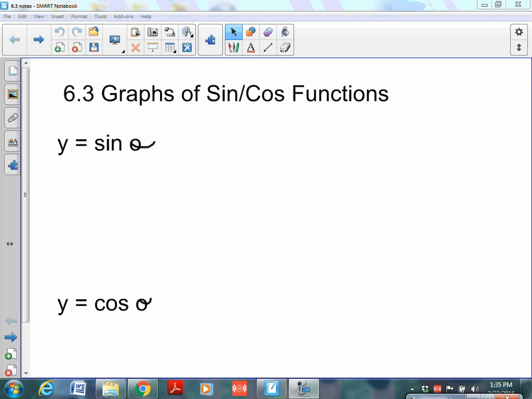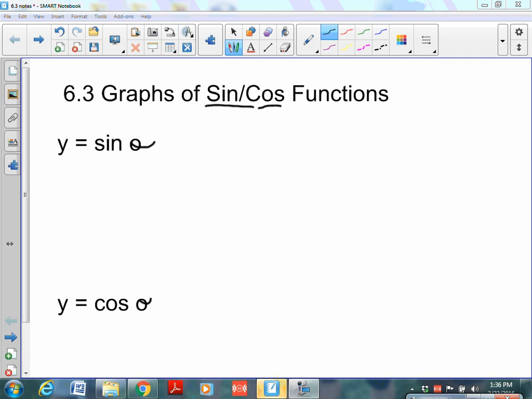6.3, sine and cosine of graphs. Or sine and cosine graphs. You had this in Algebra 2, but it's been a while, so we review it again. We are only studying sine and cosine, then we pick apart. After you learn how to graph sine and cosine, then we learn how to translate them tomorrow.